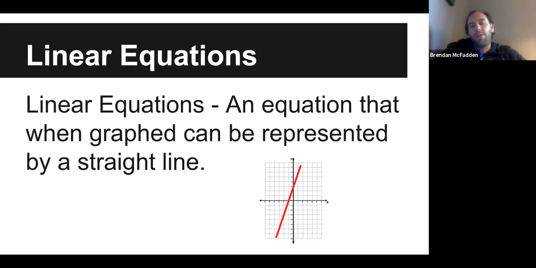So again, a linear equation is an equation that when it is graphed can be represented by a straight line. So we've talked about that a lot, and all of these are linear equations. So if you do them correctly, they should all look like straight lines. If you get a curved line, if you get a circle, if you get anything other than a straight line, you have done something wrong, or it is not a linear equation.